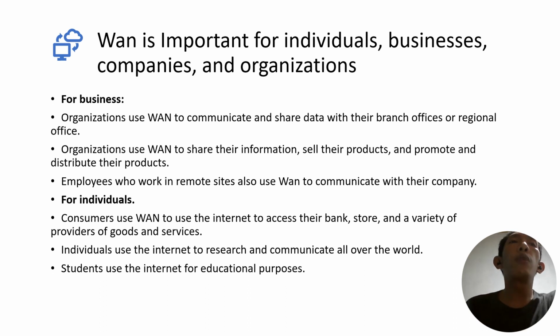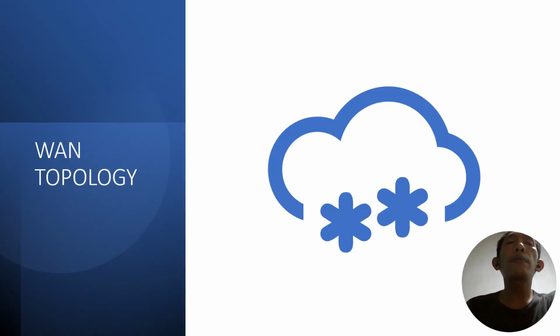And for individuals, consumers use WAN to use the internet to access their bank, store, and a variety of providers of goods and services. For individuals, they use the internet to research and to communicate all over the world. And for students, they use the internet for educational purposes such as researching and online studies.